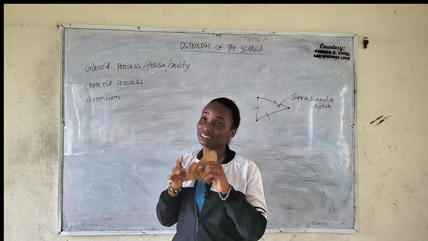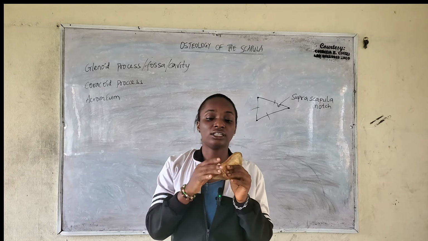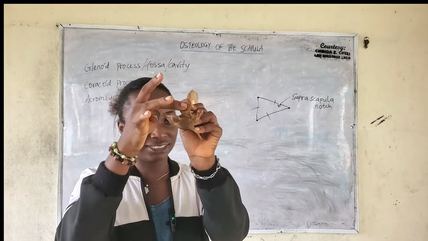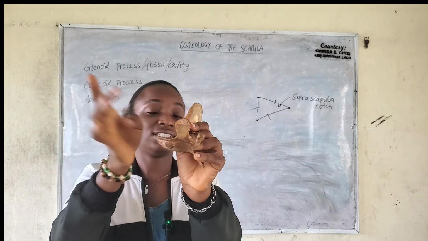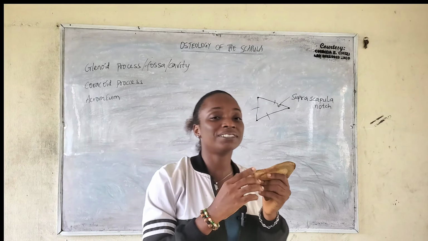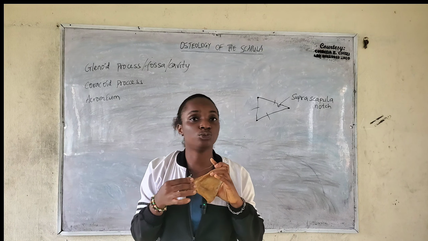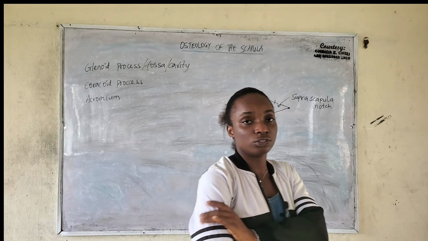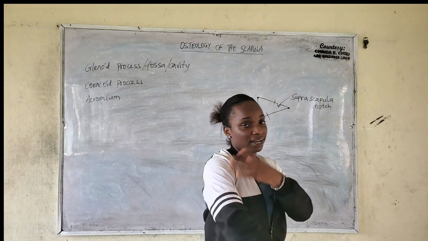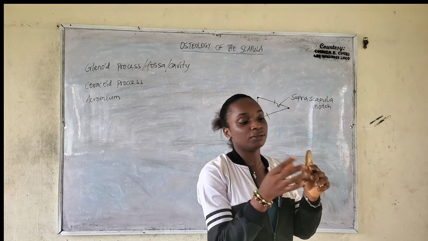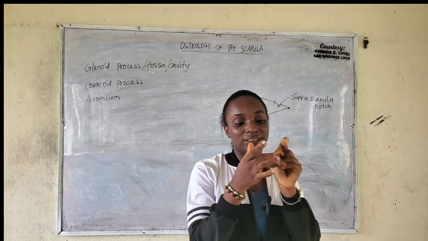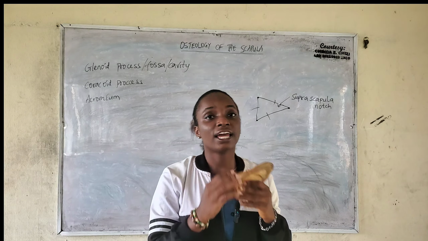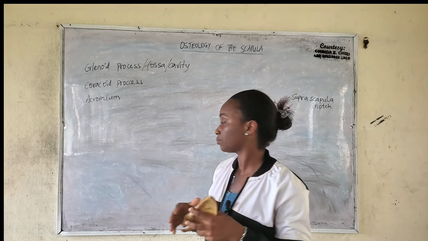Now, when you hear a process, it means something attaches to it. This glenoid process is the lateral angle. Look at it, this place here. This is the glenoid process. It forms an attachment with the bone of the humerus. This is the bone of the humerus, the bone of the upper arm. The humerus attaches to the glenoid process, and it forms a joint known as the glenohumeral joint.